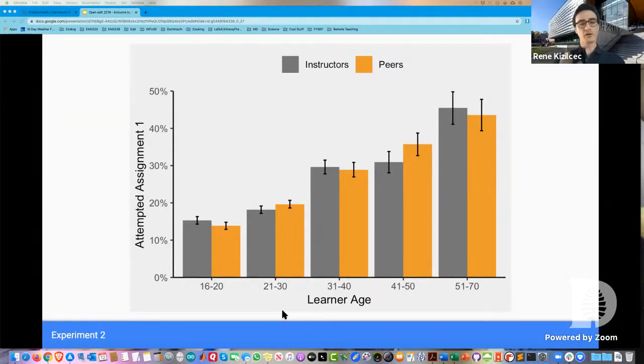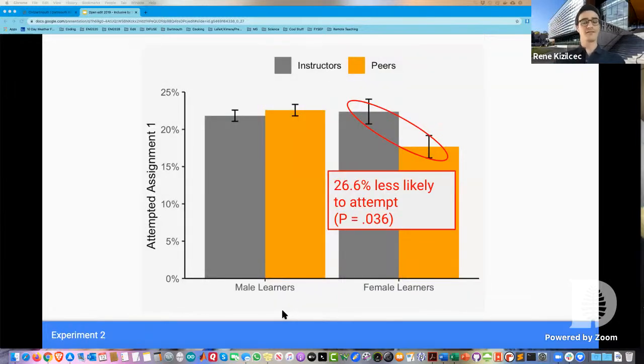We're focusing on age, thinking that younger students might be more affected by seeing peers of their age group, but we found zero effect on age. No matter what the age group, there was no difference between the two conditions. Instead, what we found, again on the next slide, is a gender difference. And once again, it's female learners who were less likely to persist if they saw the peers rather than the instructors.